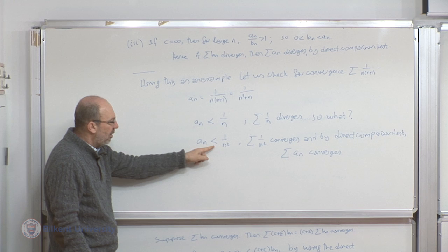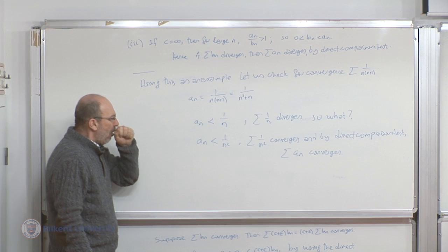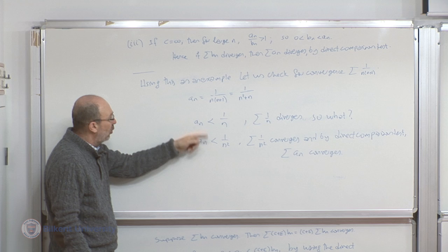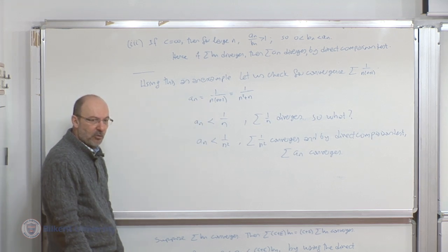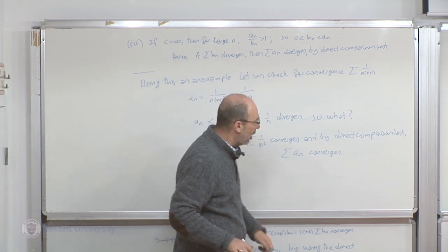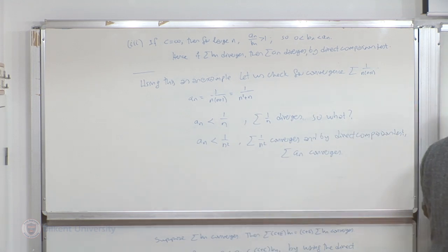Okay, but here it's different. Sum of 1 over n squared converges and stops at some point. So the sum of these things, which is increasing because they are all positive, must stop somewhere. So it must converge. We can also apply a limit comparison test to this.